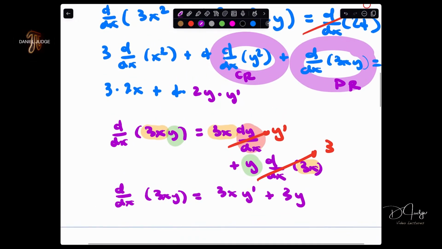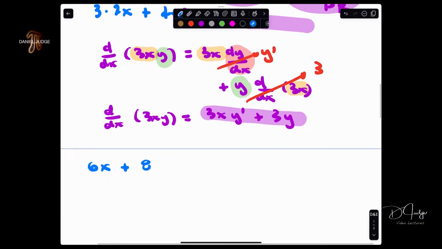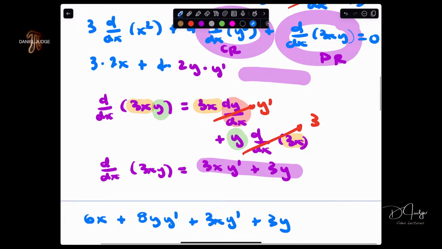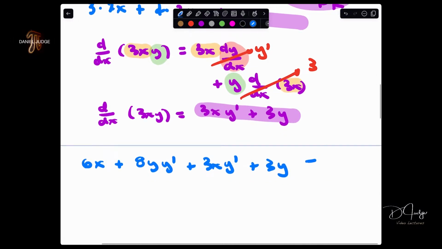Okay, let's write this down together. This is going to be placed right here. We're going to add that and it'll be equal to 0. So let's take a look at everything all together. That's going to be 6x plus 8y y prime plus 3x y prime plus 3y, and then this will equal 0. So just double checking the work here.